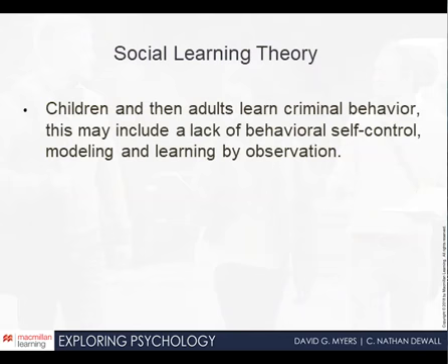Social learning theory also plays a role. We've discussed this previously as well. Children and then adults learn criminal behavior. This may include a lack of behavioral or self-control, modeling, and learning by observation. Of course, this does not mean that simply because someone grew up in an environment where a lot of criminal activity was going on, that they too will become a criminal. But it does suggest that they will have the opportunity to have observed criminal activity and may model after some of those types of behaviors.